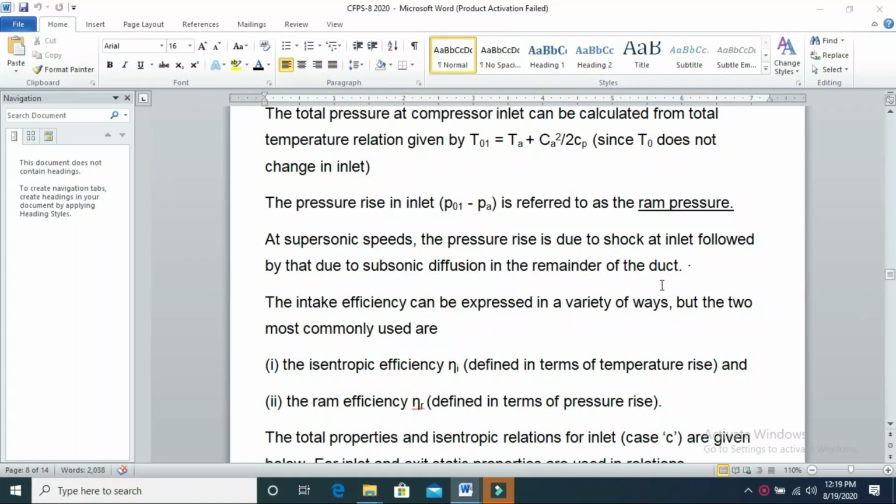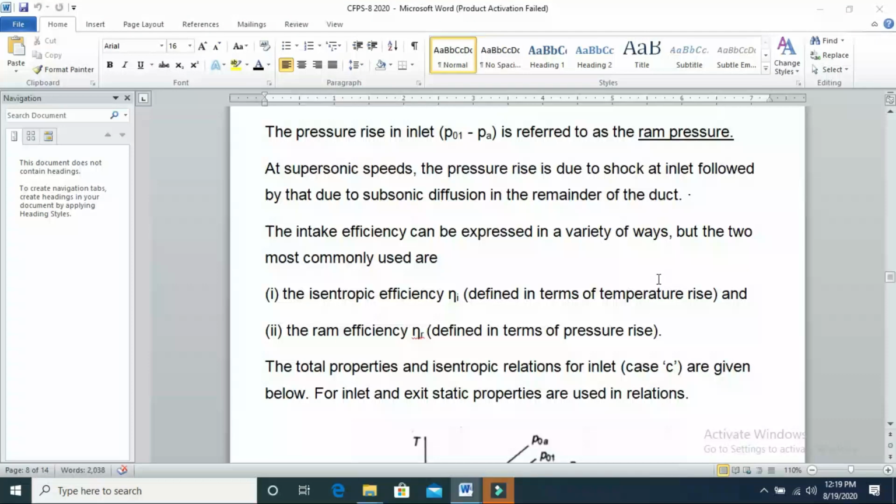The efficiency of the intake section is usually determined using two parameters. One is the isentropic efficiency. The isentropic efficiency is calculated from the temperature difference. The second parameter is ram efficiency. It is calculated from the pressure difference.